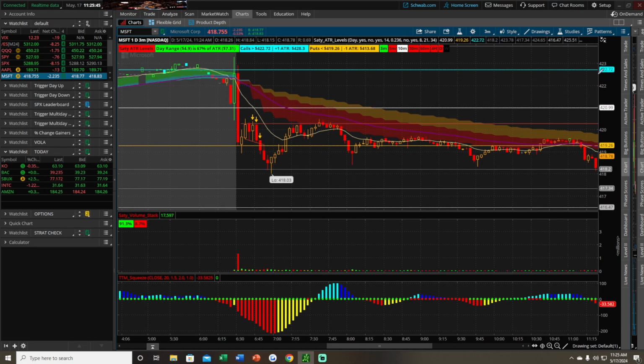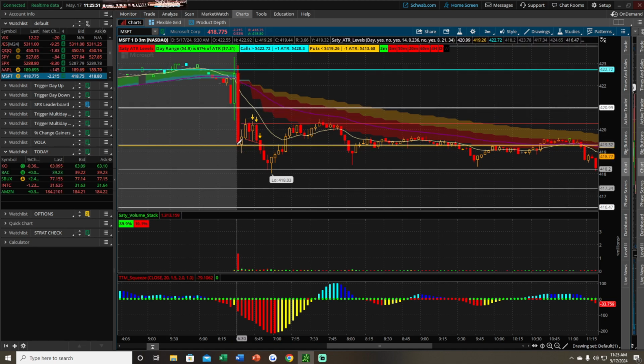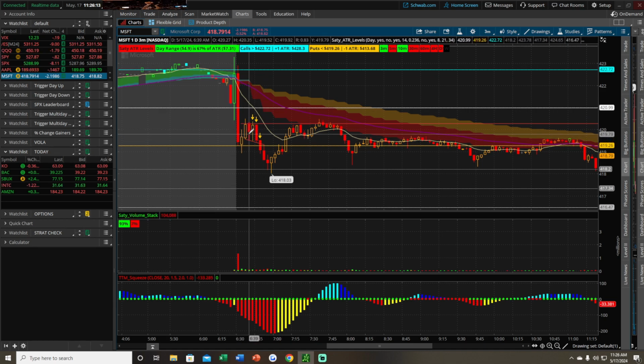So Microsoft rejects the call trigger at open, the daily call trigger, and bounces off the put trigger. In the few years I've been trading these levels, that usually indicates chop. It usually indicates we're going to stay in a boring, shitty price range, which is fine. It's option expiration today. It's OPEX, and there's no reason to even be forcing a trade anyway, which is fine.